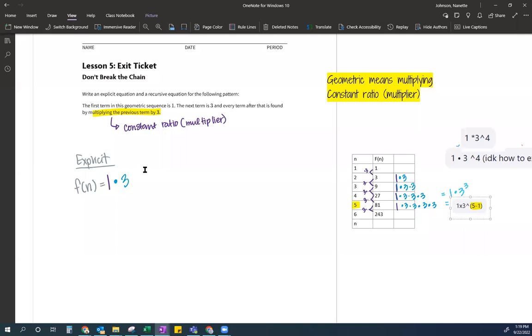Yes, very good. Very good. Someone said you're going to put n minus 1 as the exponent. Exactly. Now let me put this in a different color here. N minus 1. Yes, you're going to put n minus 1. Exactly.